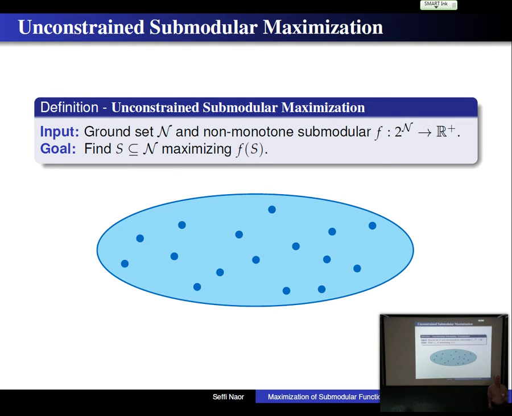The first problem that I want to discuss is the unconstrained version. In the unconstrained version, we can pick any subset that we want to, and we want to find the subset that would maximize our submodular function. Clearly, this problem is interesting only in the non-monotone version, so I'm going to assume that my function is non-monotone. This is our ground set, and we want to find the subset S that maximizes f of S.